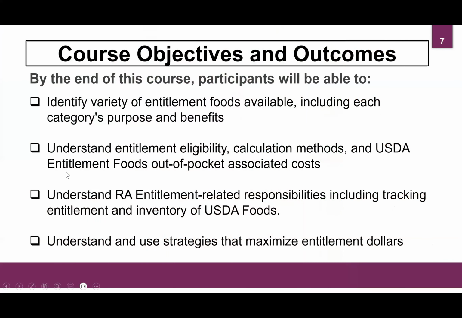So our course objectives. By the end of this course, you all will be able to identify a variety of entitlement foods available, including each category's purpose and benefits. You'll be able to understand entitlement eligibility calculation methods and USDA entitlement foods out-of-pocket associated costs. Understand RA, which we'll get to that term in just a moment. Understand RA entitlement related responsibilities, including tracking entitlement and inventory of USDA foods. Understand and use strategies that maximize entitlement dollars. So make sure you get more bang for your buck.